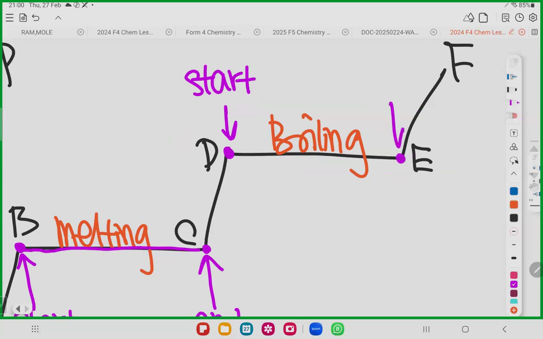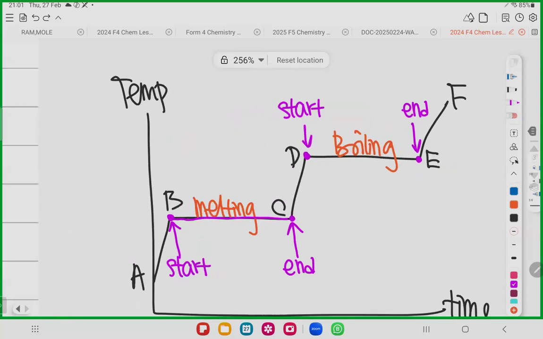This is the point when the boiling ended, when the last drop of liquid became gas. No more liquid, so the boiling totally ended. Make sure you know where melting is, where boiling is, when they started, and when they ended.